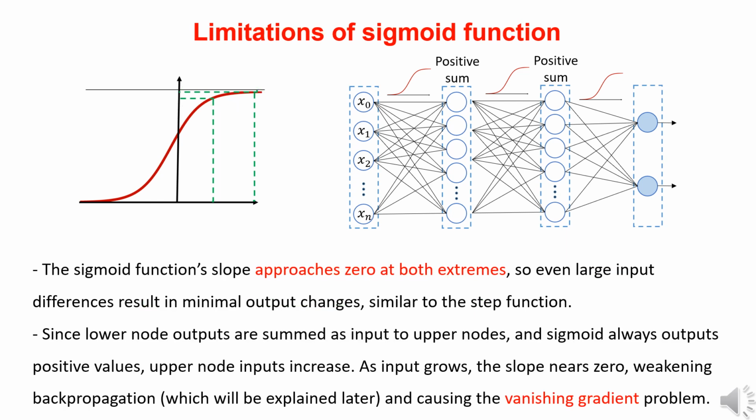Additionally, in neural networks, when the output values of lower nodes are input to upper nodes, the sigmoid function's output is always positive, which tends to cause the input to the upper nodes to grow larger. In other words, as the input increases, the corresponding gradient approaches 0, reducing the gradients required for backpropagation, which will be explained later, and leading to a problem known as the vanishing gradient. This can prevent the neural network from adequately learning.